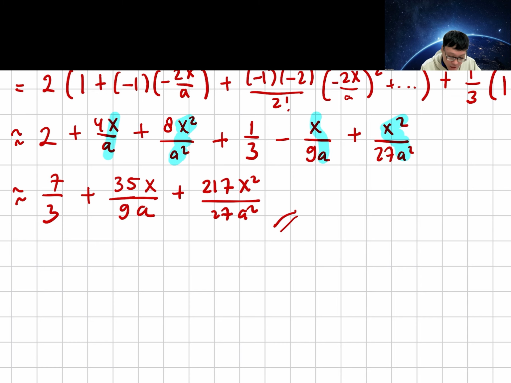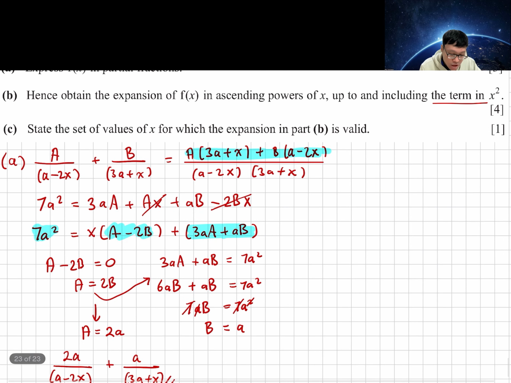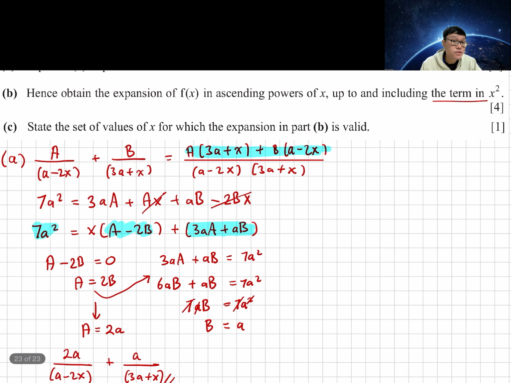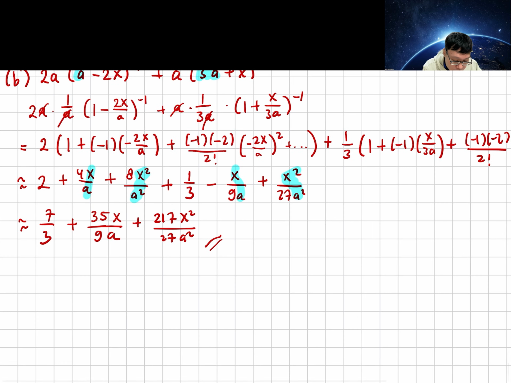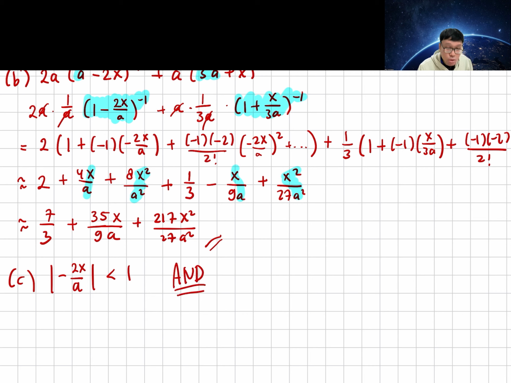Now, the last question is, state the set of values of x for which the expansion in part B is valid. So we have two expansions. The first one is this. Remember, we have to use the one that has been reduced to 1 for the first term, and this one. So both of these conditions have to be met. So the first one, the modulus of minus 2x over a has to be less than 1. And remember, we have to use 'and' because both of them have to be satisfied. Modulus of x over 3a has to be less than 1.